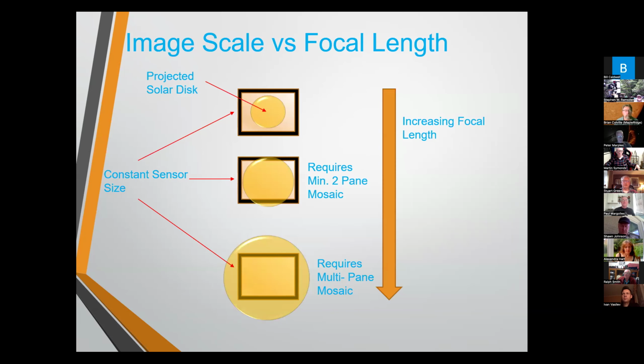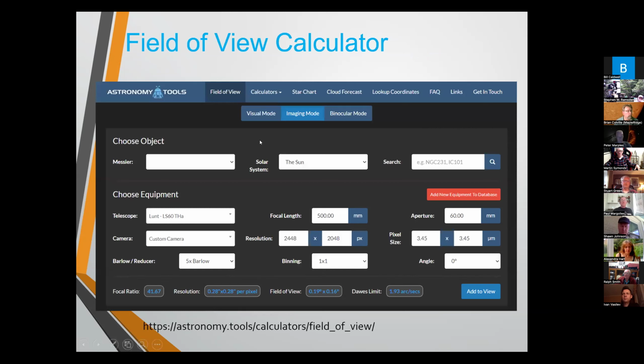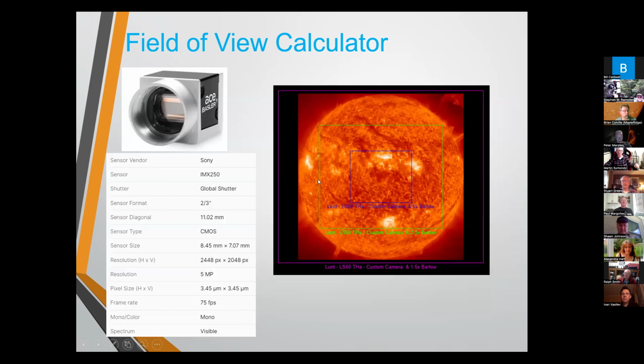So if you're not really sure about any of this, you can use a field of view calculator. There's a useful one on astronomy tools. So long as you put it in imaging mode and choose the sun and put in your camera details, so pixel size, pixel array, some scope details, and so on, whether you've got a Barlow or not, you can then create a series of frames, if you like, on a background image, and these will show you the field of view that you would expect with that particular setup.